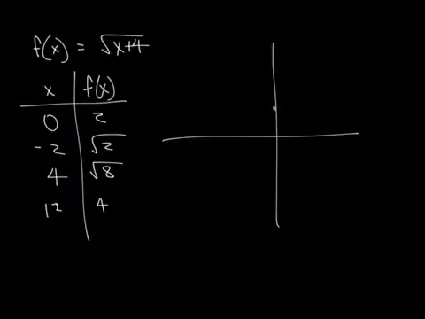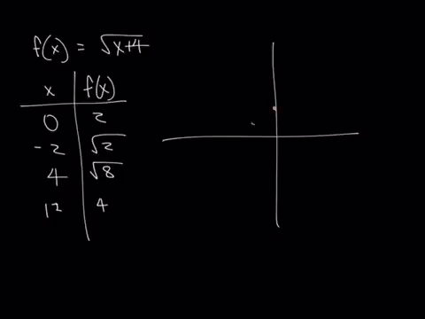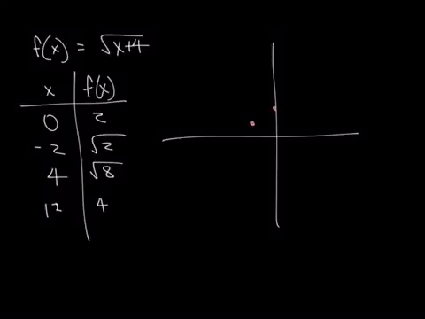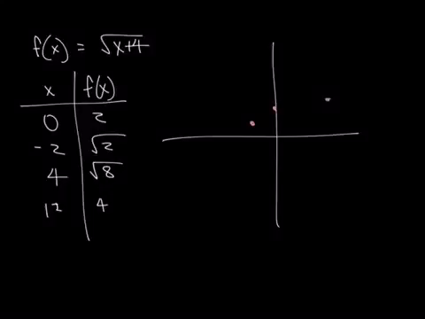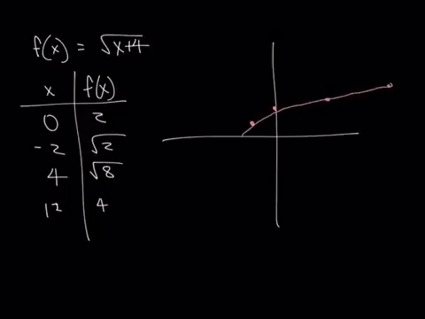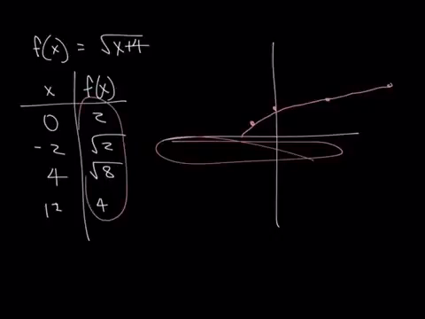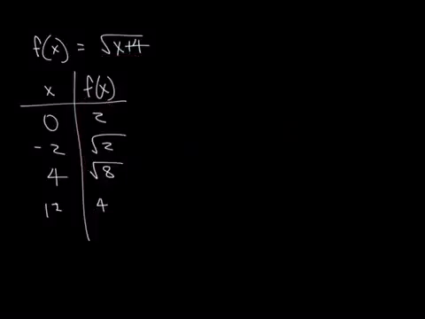0, 2, negative 2 square root of 2, 4 square root of 8, and a 12, 4. So we get a graph that looks like that. Notice this graph will never go down here, because we cannot have a y value. One of these numbers here cannot be negative, because if it is, then we have the square root of a negative number there, and we're not ready for that yet. So anyway, that's example 5C.